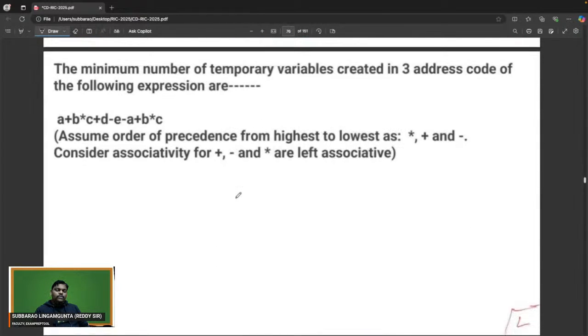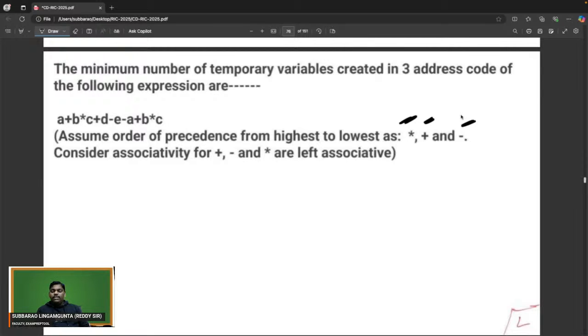Next one. Can you see this one? The minimum number of temporary variables created in the 3 address code of the following expression is. Assume the order of precedence from highest to lowest as given, this is the highest, this is the next one. Consider associativity for plus, minus, and star as left to right.